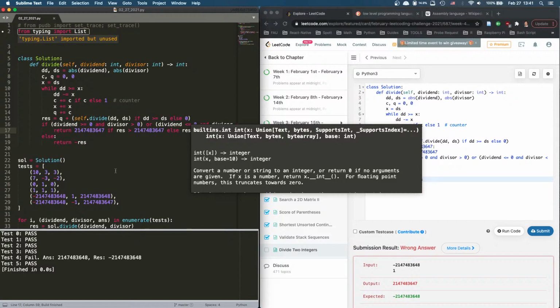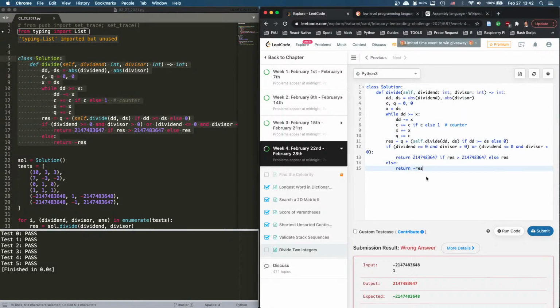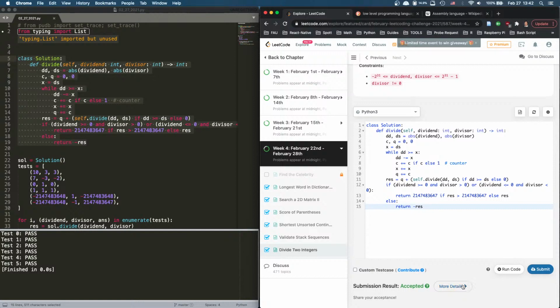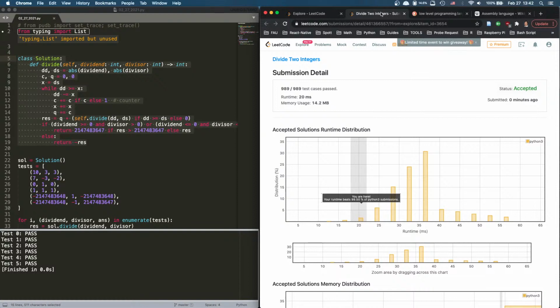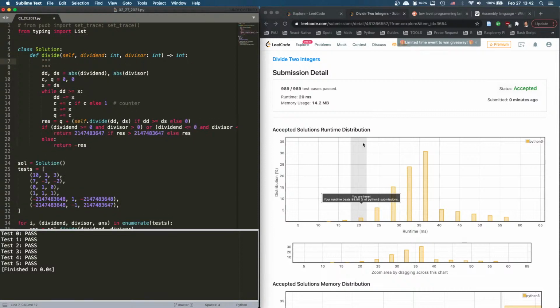Okay, not 100% correct. Number 4. Oh, number 4. I got wrong. It's going to be minus. There we go. Okay, this shall work. This shall work. This shall work. Come on, pending. There we go. This one works. Oh, we got 20 milliseconds. Wow. 99.5%. Which means the solution is correct. You know, the performance is pretty good.